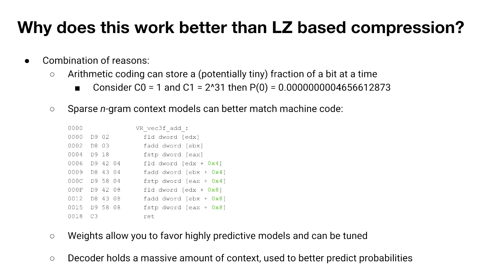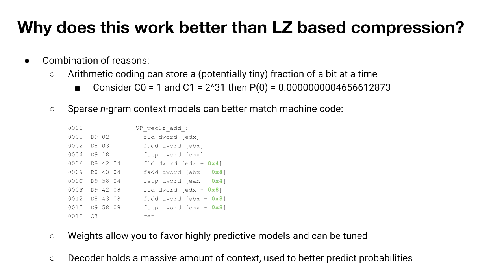The other reason this works really well is that the n-gram context model maps very nicely to machine code. If you look at this example here, this is a vector addition, and you look at the first byte of all these instructions, they're nearly the same. That means you can create context models that reach back and say, for this particular byte, look at the one that was so many before, and you can get a very accurate prediction for that. If you have a whole bunch of floating point operations near each other, suddenly your prediction gets really good. The weights are also tunable, so if some context model does a really great job, you can give that higher priority.